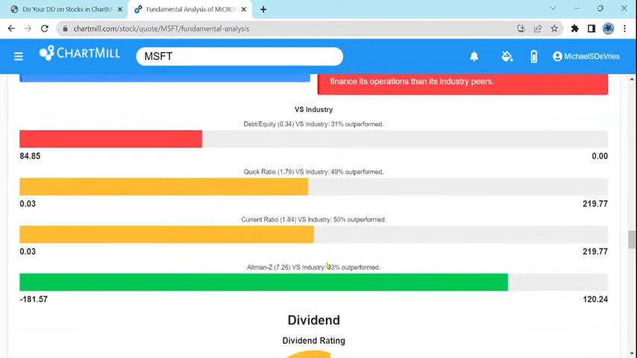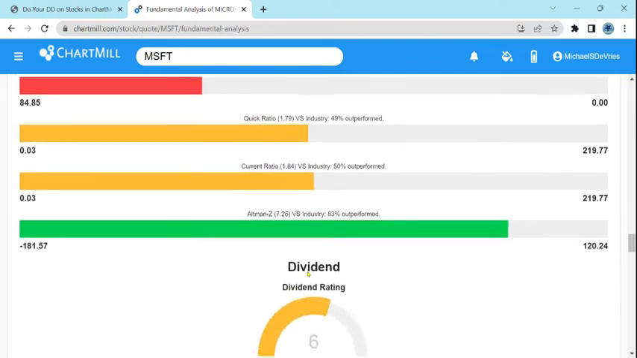And we get a graph. Again, where does it sit relative to its industry peers? Here we see debt to equity is poor, underperforming. It's kind of average, quick ratio, current ratio, and it's very positive Altman Z. So they are financially healthy, not at risk of any bankruptcy.